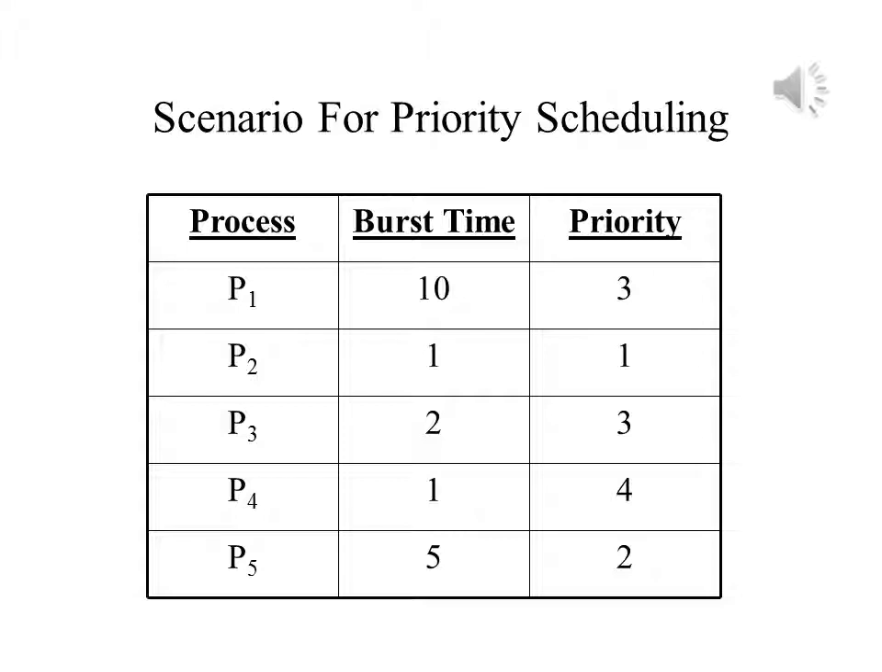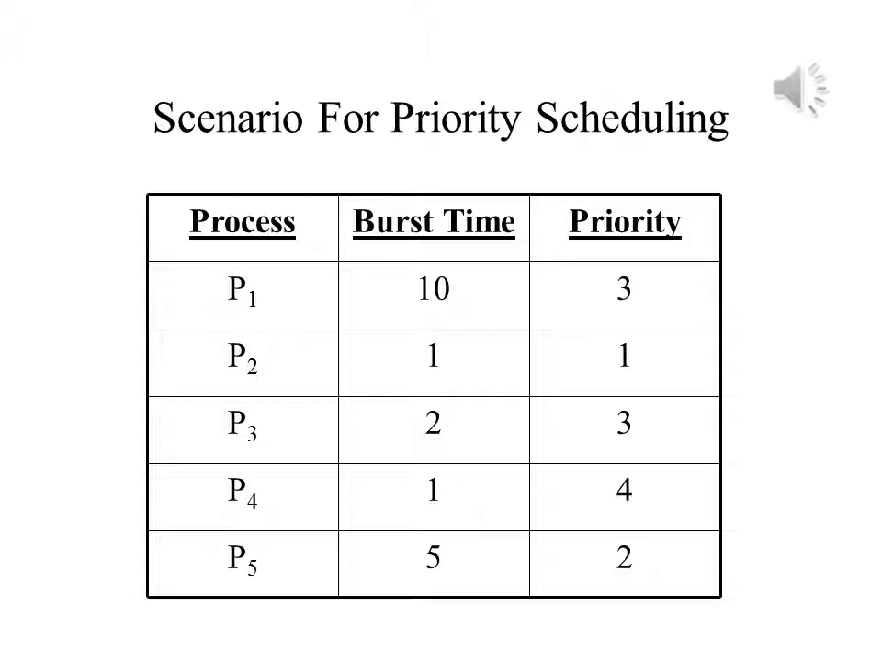Let's look at this hypothetical situation where there are 5 processes with the burst times and priorities shown. Process 1 requires a 10 millisecond burst. Process 5 requires 5 milliseconds, with the others all being much shorter. They also vary in priority, with process 2 having a priority of 1, which in this case is the highest, and process 4 having a priority of 4, which in this case is the lowest.